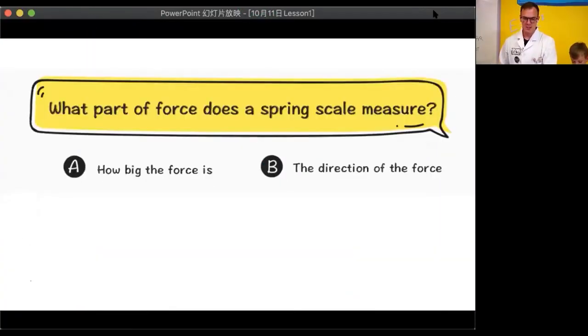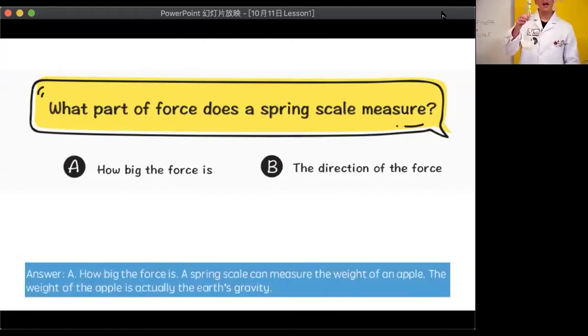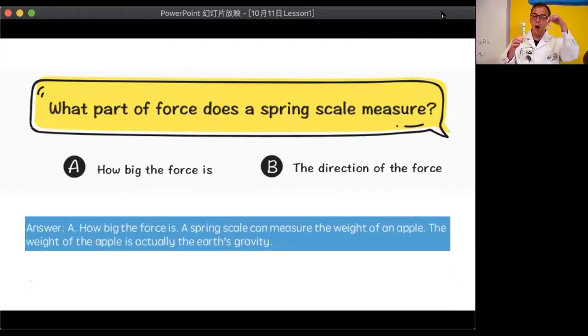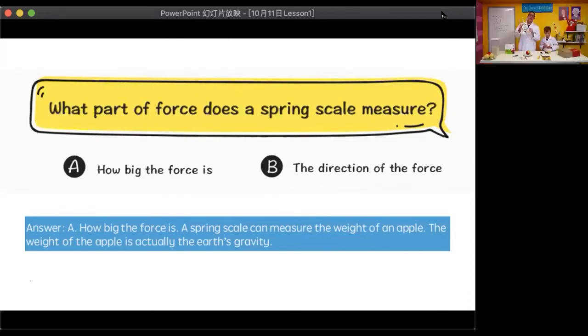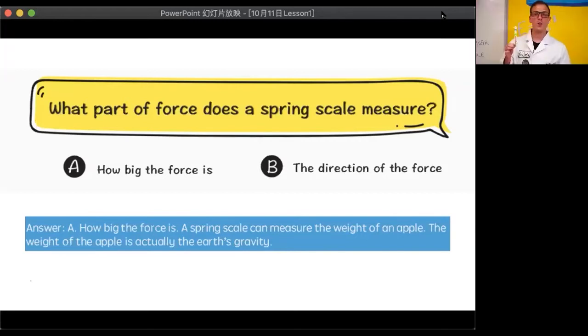Okay, next question. It looks like everyone got that one right. What part of the force does a spring scale measure? Does it measure A, how big the force is, or B, the direction of the force? Let's see here. That's right. So A is the correct answer. When we have a spring scale, the direction is always pointing down. So we don't need to know the direction of the force. The direction of the force is always down. What the spring scale measures for us is how big the force is. And we can measure things like our food at the grocery store with the spring scale, so we know how much to pay for it.